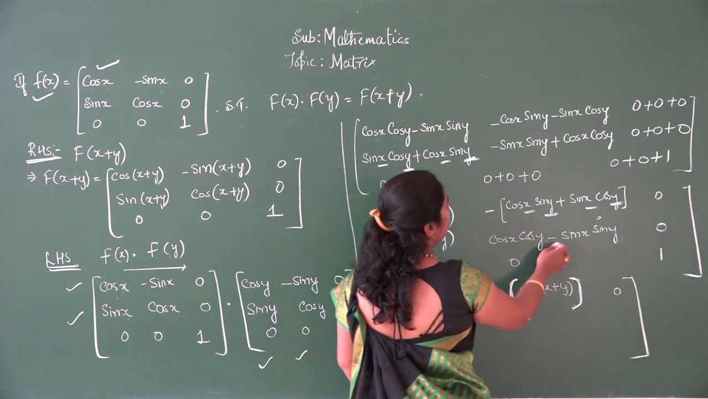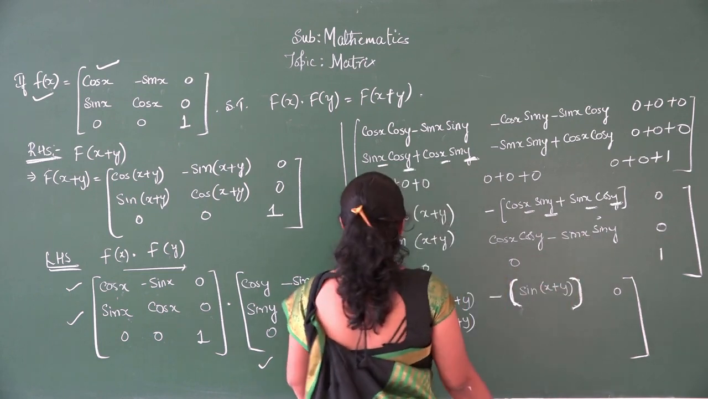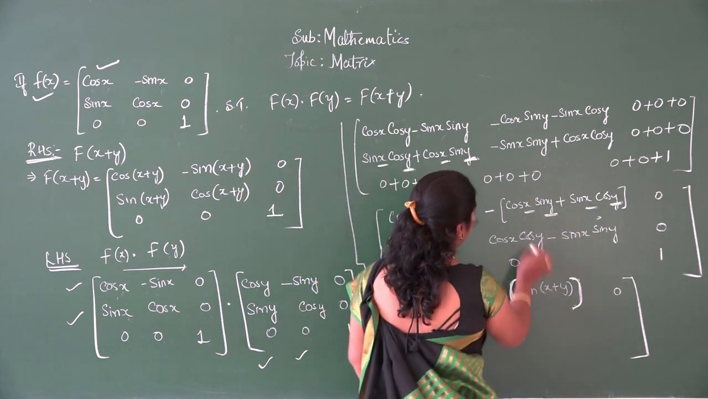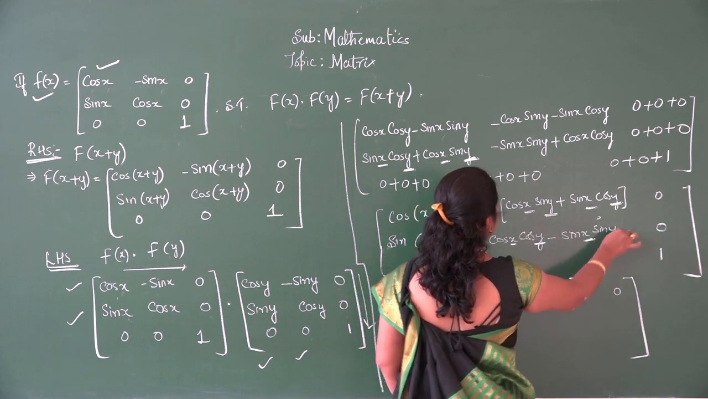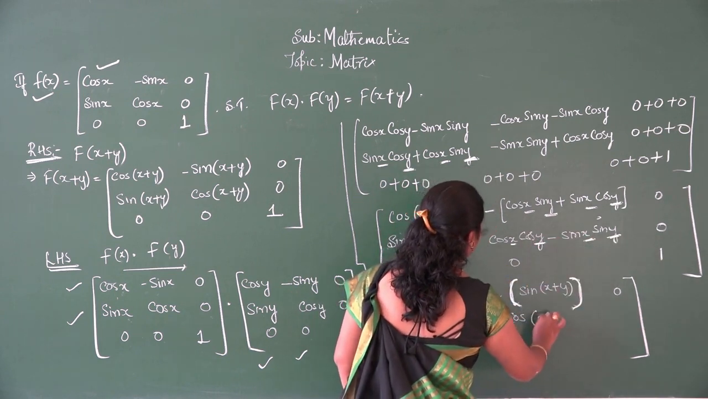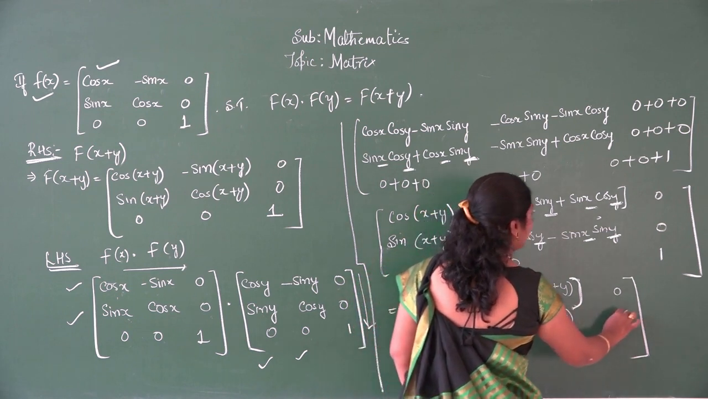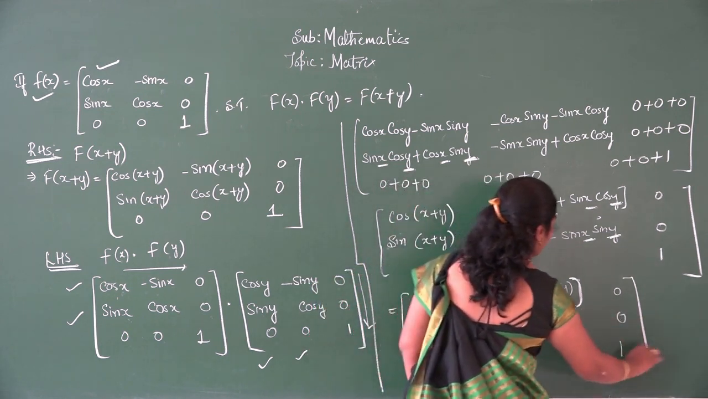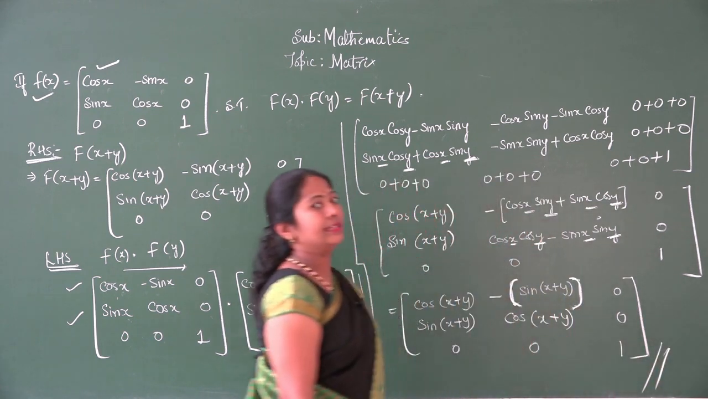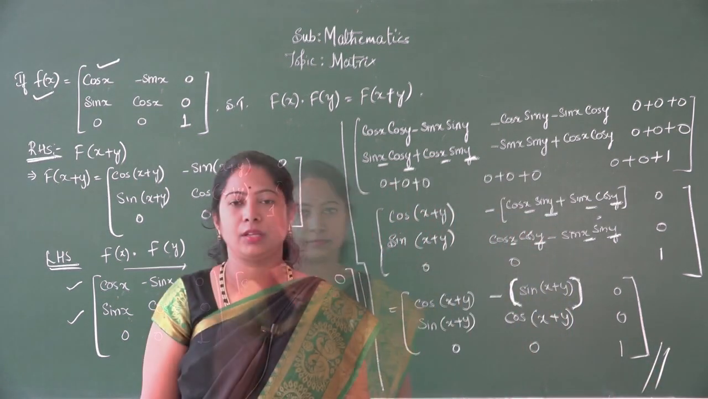Cos A cos B minus sin A sin B is cos of A plus B. This is 0 and the last term will be 0, 0, 1. This is the resultant answer.